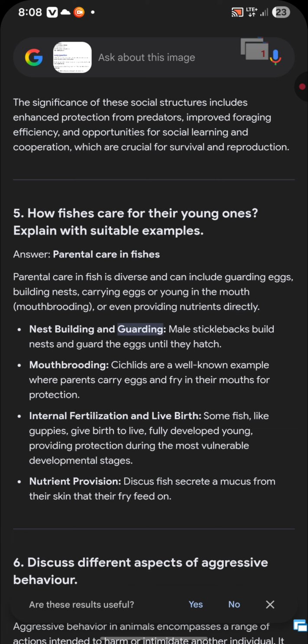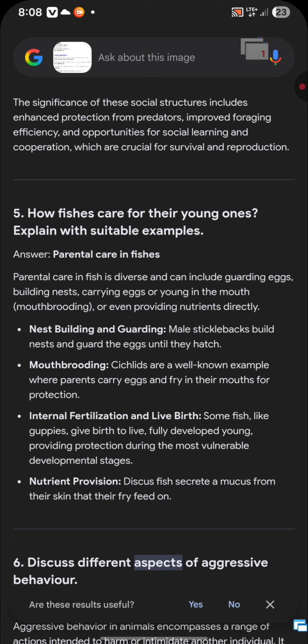1. Nest building and guarding. Male sticklebacks build nests and guard the eggs until they hatch. 2. Mouth brooding. Cichlids are a well-known example where parents carry eggs and fry in their mouths for protection. 3. Internal fertilization and live birth. Some fish, like guppies, give birth to live, fully developed young, providing protection during the most vulnerable developmental stages. And 4. Nutrient provision. Discus fish secrete a mucus from their skin that their fry feed on.